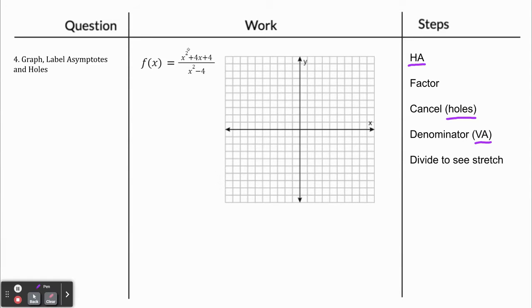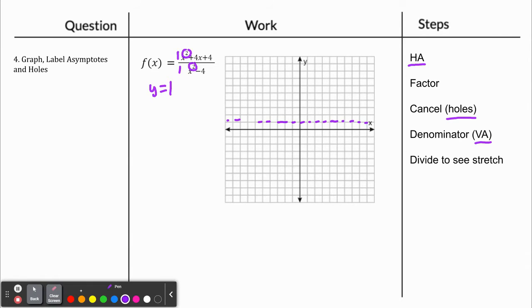So when I look at this, I see the degree of the top is the same as the degree on the bottom, meaning my horizontal asymptote is the leading coefficient of the numerator over the denominator, which is just 1. So my horizontal asymptote is at y equals 1. So I'll go ahead and graph that here.